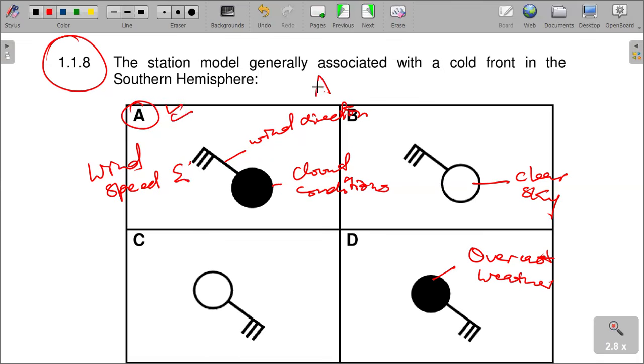So in this regard, the southern hemisphere weather conditions are associated with the weather station showing overcast conditions and also a northeasterly wind direction. So these are the weather conditions associated with a cold front in the southern hemisphere, which you can see here on question 1.8. It is A. That is the answer there.